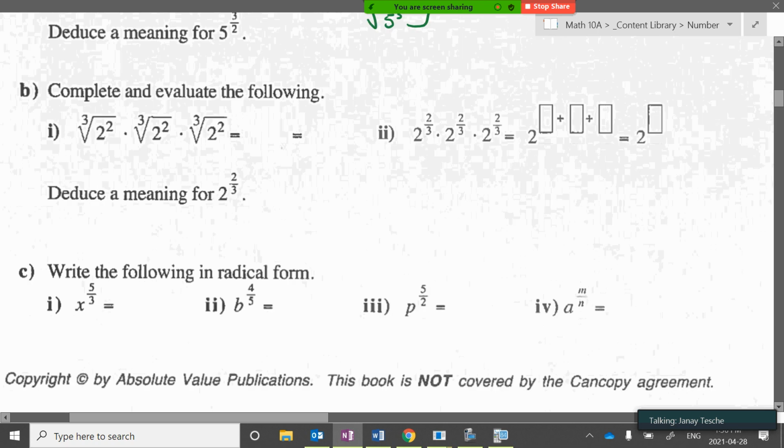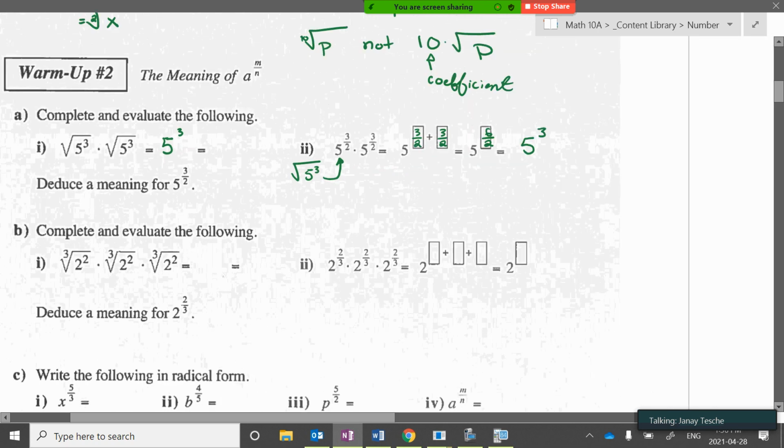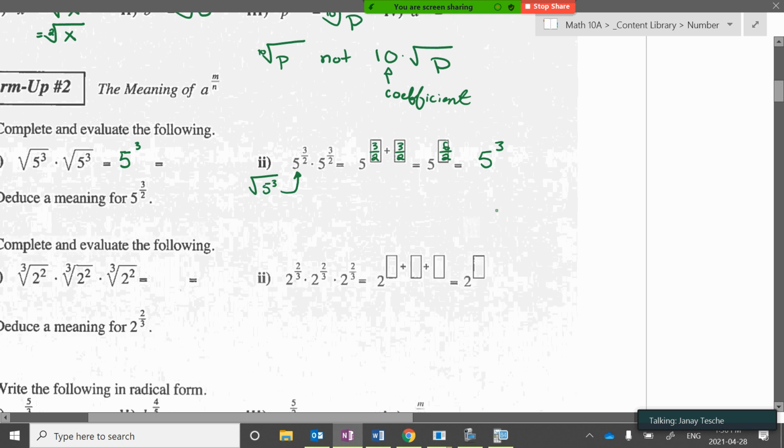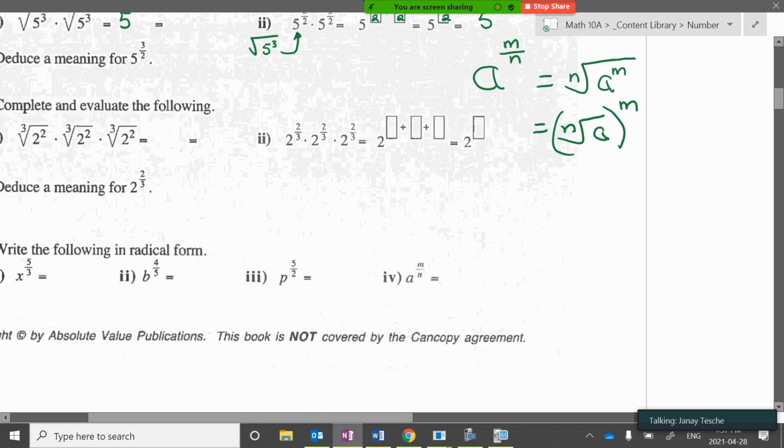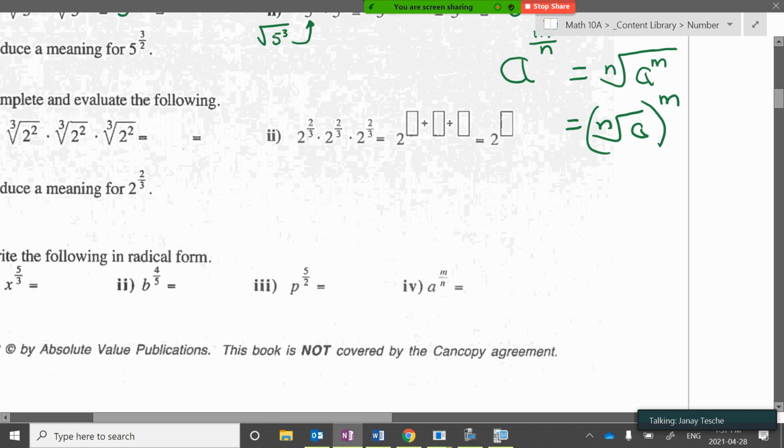So let's look at this overall premise that they're getting at. Our general rule would be that if I have a number to a fraction, I can rewrite it using 2 different ways. It can be the nth root of a, to the power of m, like that. Or you could write it as the nth root of a, all to the power of m, like that. You're going to get the exact same answer in both of those cases. I will go over an example with that for you. It doesn't matter where you put your exponent in.